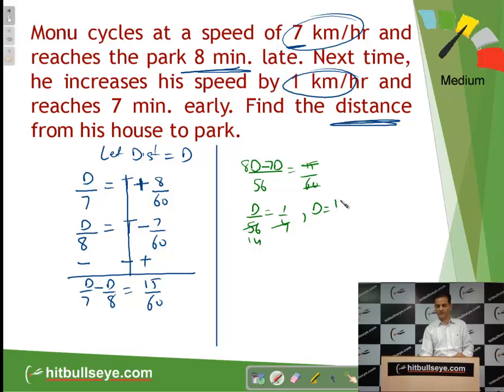So what will be, students? D is 14, and unit should be kilometer, because we have taken that distance equal to d. Here you can write kilometer, because speed is 7 km per hour. So distance will be d kilometer and d is 14. Now we will move to next question.